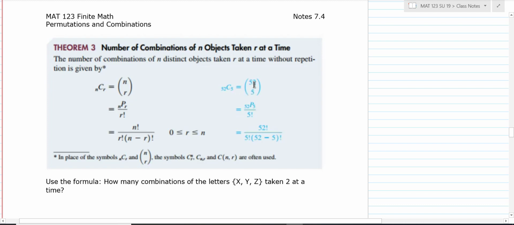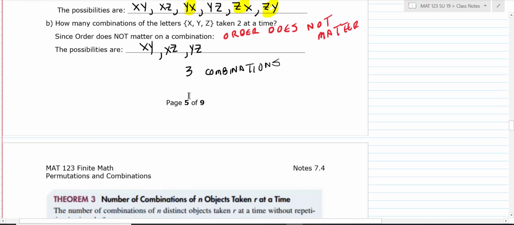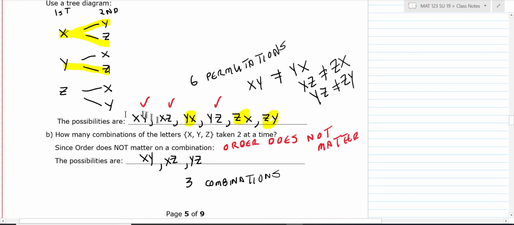That turns out to be a combination of 52 cards taken 5 at a time. Okay, so that's how that goes. Basically, it's the permutation formula divided by r factorial. If you look at the example we did here, we divided the 6 by 2. You're going to make that connection as we go through. We divided out the possibilities that were backwards, like x, y and y, x, like I was saying.